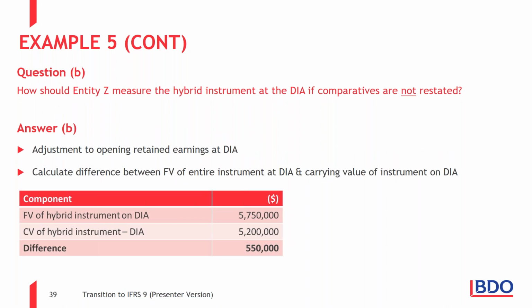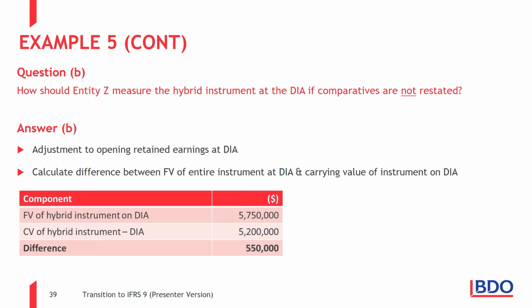Now, I just want to say this is a trick question because the measurement doesn't change. The hybrid instrument on the 1st of January 2018 is 5.75 million. So that is exactly the same as question A. The difference is, how do we disclose the adjustment of 550,000? In the previous example, example 5A, we disclosed 500,000 as an adjustment opening retained earnings 1 January 2017 and 50,000 as an adjustment opening retained earnings 1 January 2018.